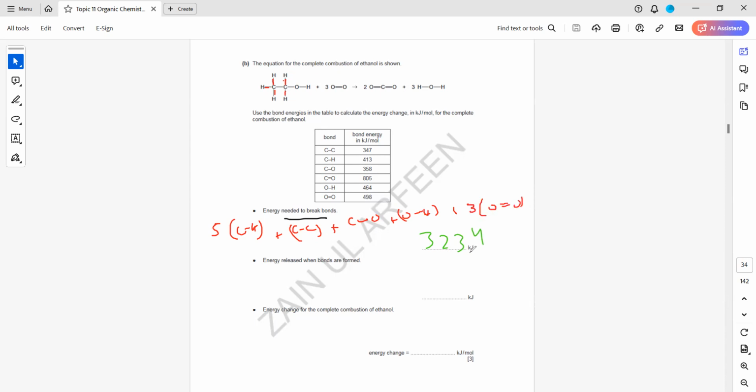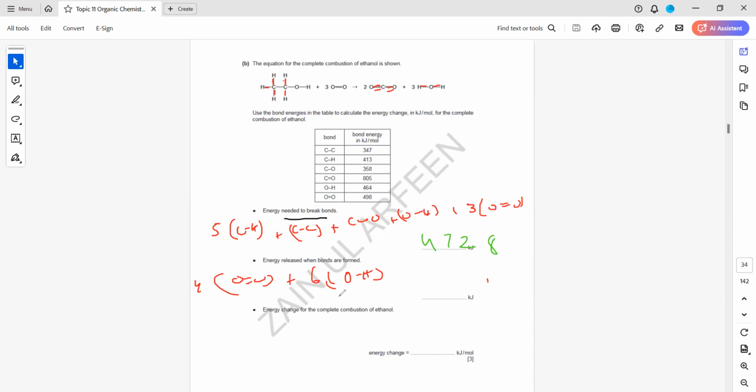So this gives 3,234. Then, based on the same thing, this was bond breaking. Bond forming will be the CO bonds. How many? 1, 2 in one molecule, so in 2 molecules there will be 4 CO bonds, plus OH bonds. In one molecule 2 OH bonds are there, so in 3 molecules there will be 6 OH bonds. This will give us the bond forming energy.